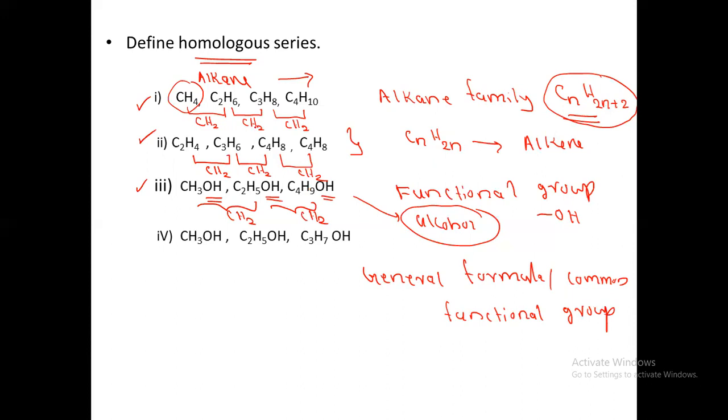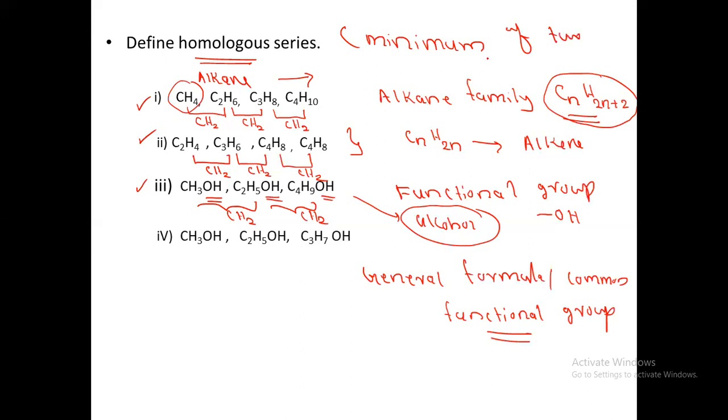Okay, so look at the first series, all are alkanes, right? So they have a general formula CnH2n+2. Second, all are alkenes, they have a general formula CnH2n. Third series, all have the OH functional group, a common functional group, and the adjacent members differ by CH2. If it is a series, it should have a minimum of 2 compounds.